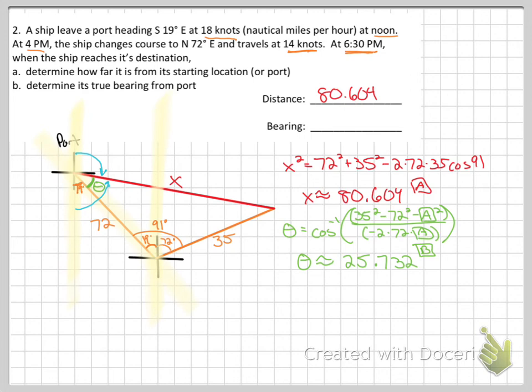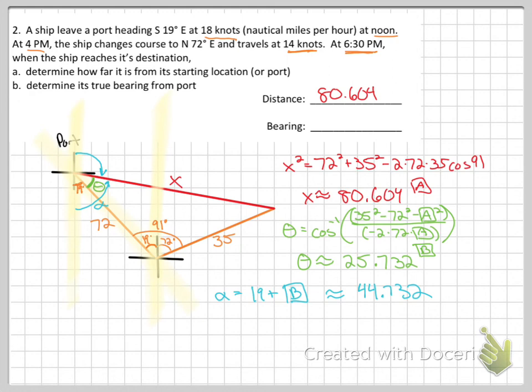So it looks like south to the red line is going to be the easiest one to find, right? I'll call it alpha again. Alpha is going to be 19 plus theta, which is in button B. If you add 19 to button B, you get 44.732, which is an acute angle. It's less than 90, so that's the answer.